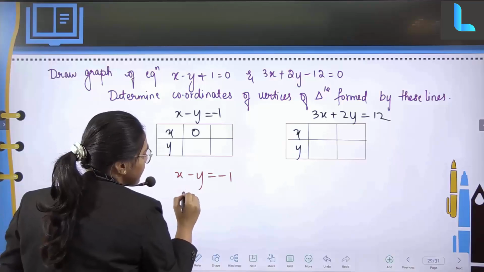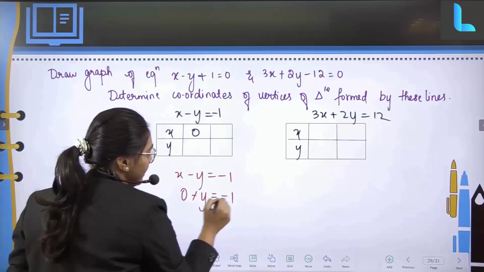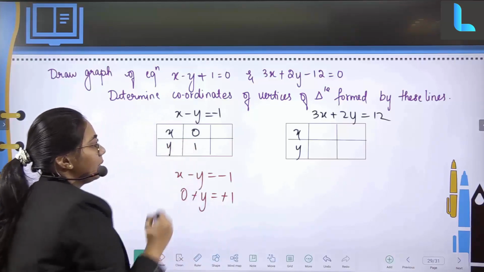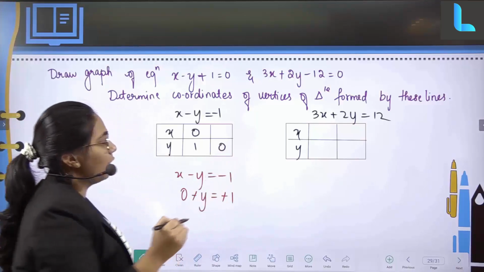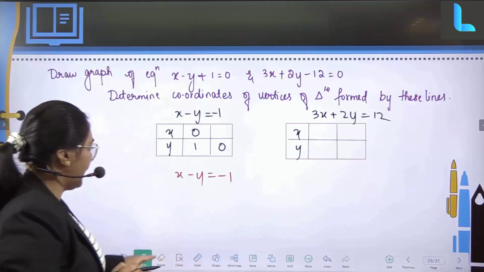I have put the value of x as 0. 0 minus y is equal to minus 1. Minus and minus gets cancelled. Therefore, the value of y is going to be equal to 1. Right. Similarly, if I put the value of y equal to 0, what is the value of x I will be getting?